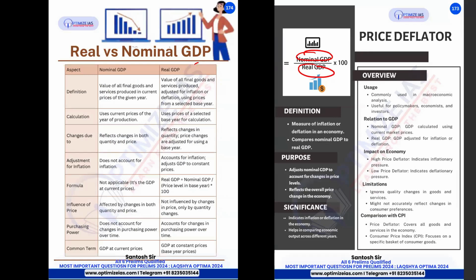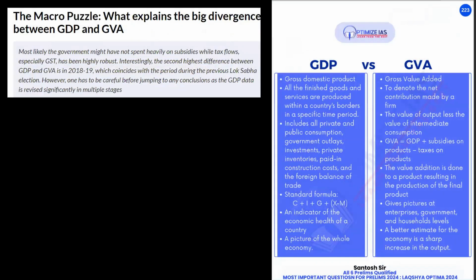This year, this topic is in news. Why this topic is in news? Guys, because, okay, we are hearing a lot about inflation. So you should know this basics. Okay. Next topic, if you see here, the GVA versus GDP debate.